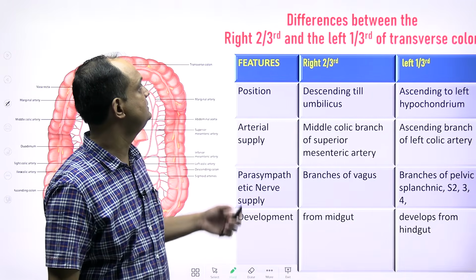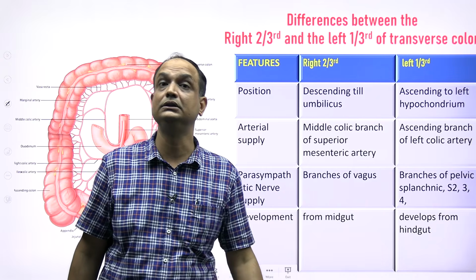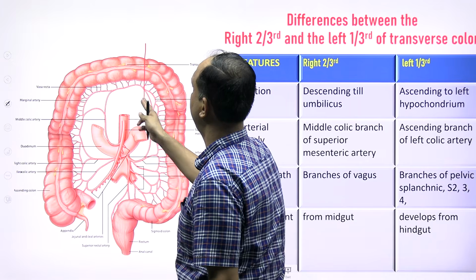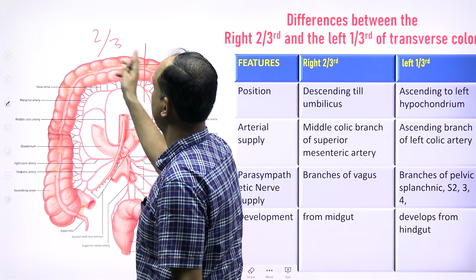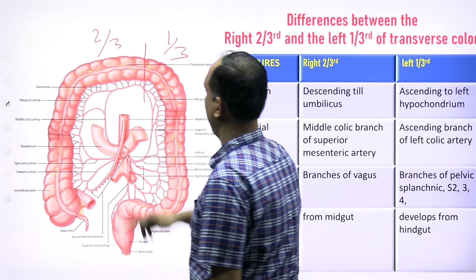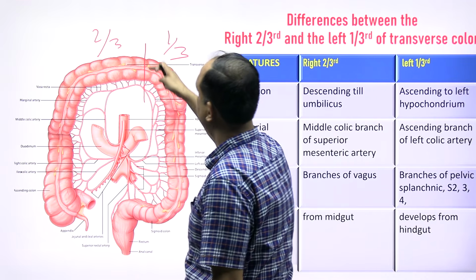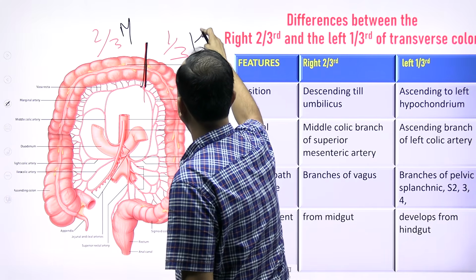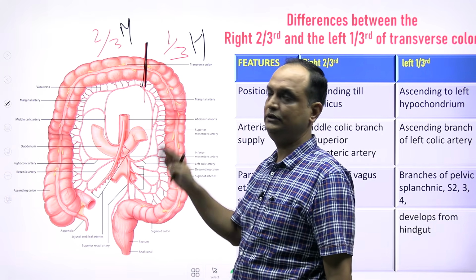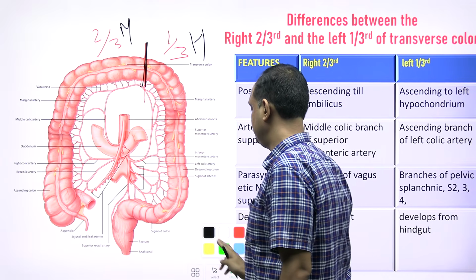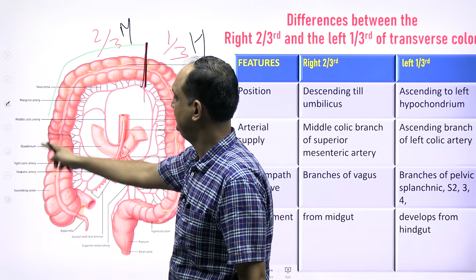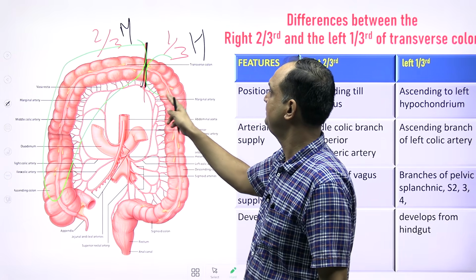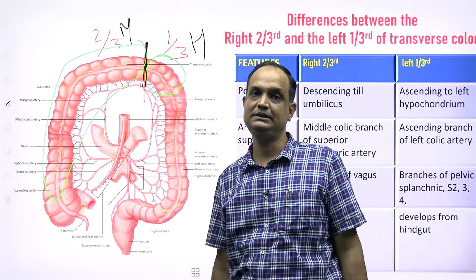There is one more difference, between the right 2/3 and left 1/3 of the colon. The transverse colon can be divided into two parts, the right side 2/3 and the left side 1/3, and I already told you that this is the point of junction between the midgut and hindgut. So what are the differences? The right portion is supplied by the branches of the superior mesenteric artery, and the left portion is supplied by the branches of the inferior mesenteric artery.